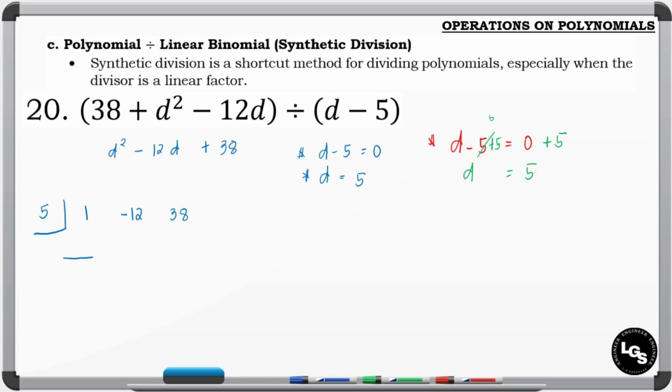So the next step, we write a line. We bring down the 1. Then, 1 multiplied by the divisor root: 1 times 5 is 5. We write it in the next term, aligned with the next term. Then next step, we add the terms in this column. So negative 12 plus 5, that is negative 7.